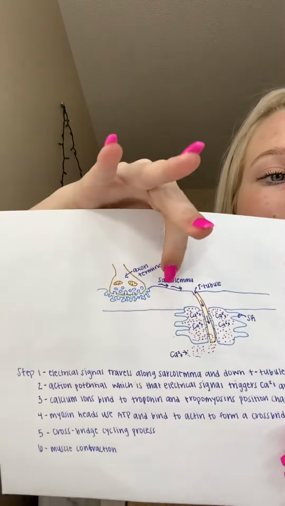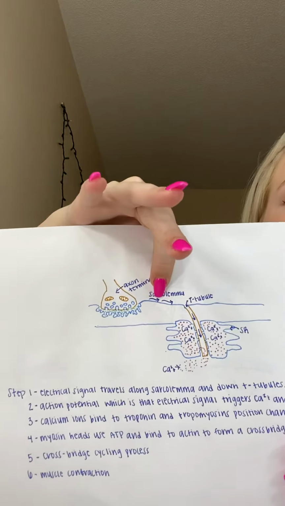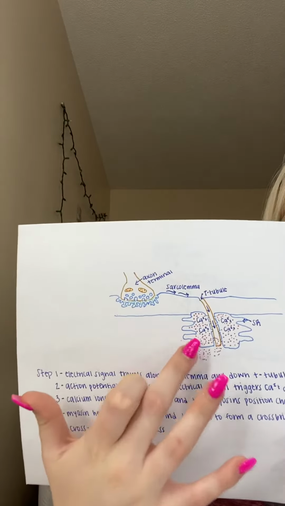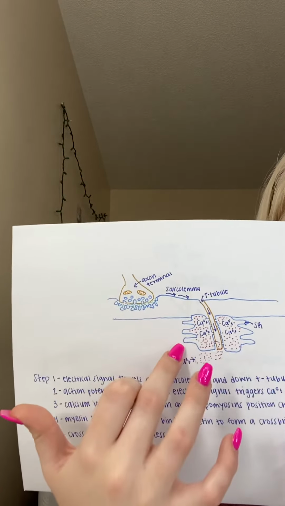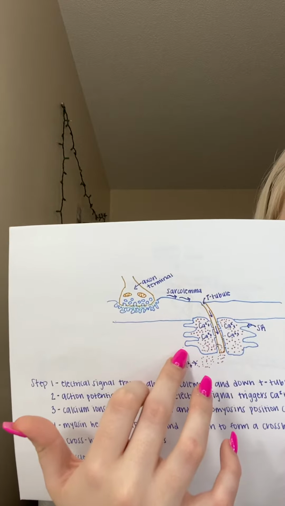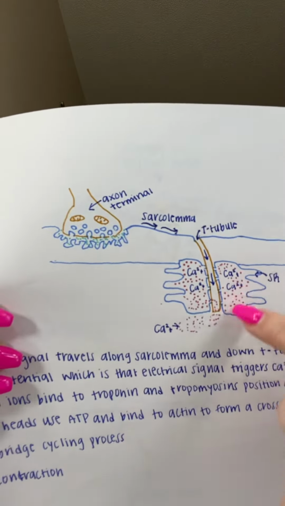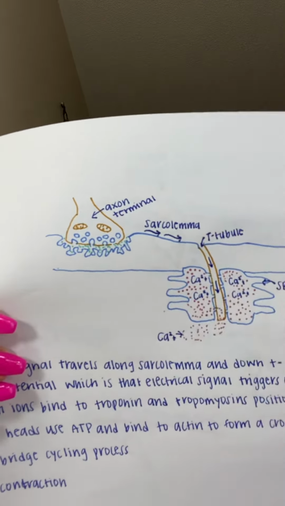So first, we're going to start off with this one, and there's an electrical signal, and it's going to travel across the sarcolemma and then down the T-tubules, and on both sides of the T-tubules, you're going to notice we have what is called the sarcoplasmic reticulum. The sarcoplasmic reticulum is where calcium ions are stored, and I have that labeled in there. There's all those calcium ions.